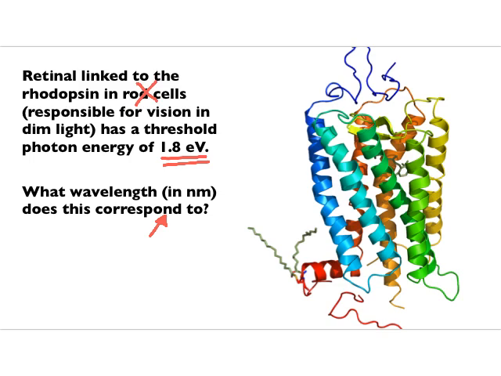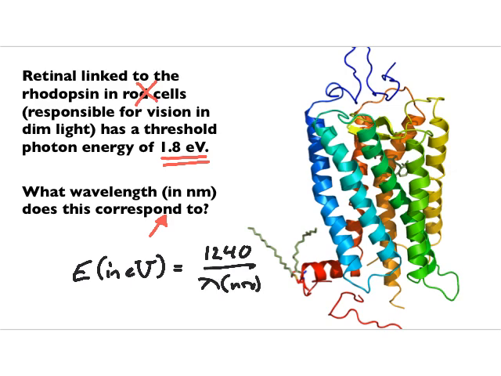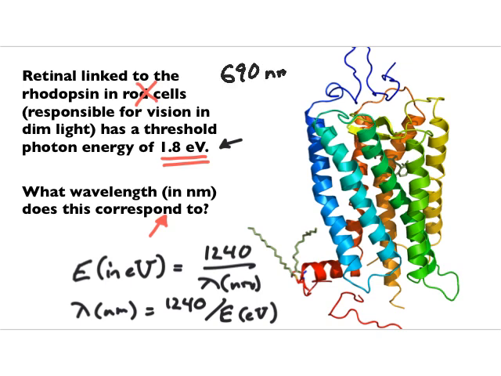And remember, we had this basic relationship where we said originally the energy of a photon, in electron volts, was equal to 1240 divided by the wavelength in nanometers. I can invert that to say that the wavelength in nanometers is equal to 1240 divided by the energy in electron volts. And so with that relationship in hand, I can compute what the wavelength of a 1 eV photon is. And what I get is a wavelength of about 690 nanometers, and that's towards the red end of the spectrum.